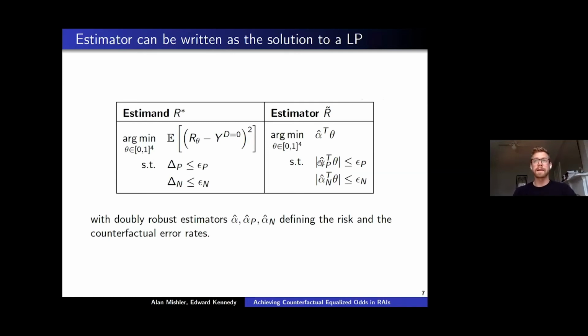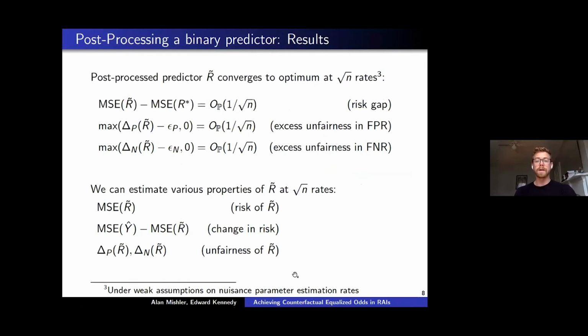And the coefficients alpha hat here that define the linear program yield doubly robust estimators of the risk and the fairness constraints. That's a term from causal inference. And this double robustness leads to nice statistical properties for R tilde. So in particular, we show that R tilde converges to this optimal fair predictor R star that we defined earlier at fast rates, under certain relatively mild assumptions about how we estimate these coefficients alpha of the linear program that defines R tilde. This requires no parametric assumptions about the data generating process, and it allows for the use of flexible machine learning methods, sort of arbitrary non-parametric methods, to estimate those components alpha.